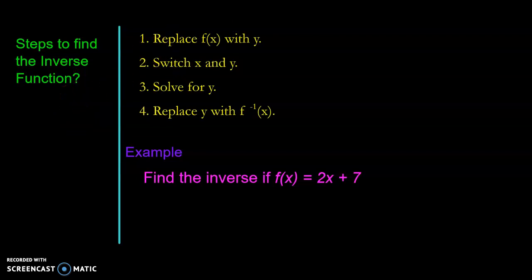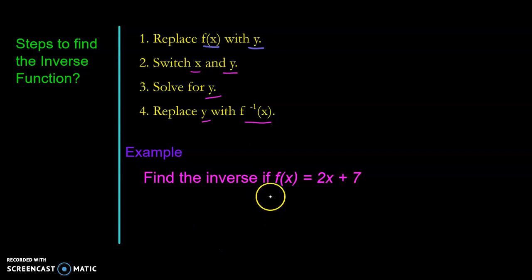The first step is to replace f of x with y. I always tell the students, f of x is a fancy way of saying y. So all you do is change that f of x to y. Your second step is to switch x and y. Wherever you see x, it's now going to be y, and wherever you see y, it's going to be x. Then you solve for y, and you replace y with f of -1 of x, denoting that it's the inverse function.